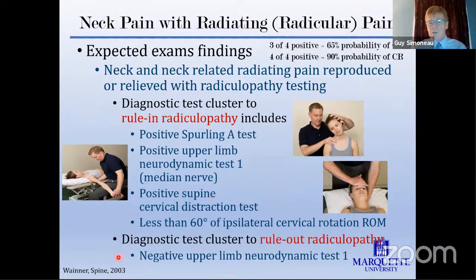What is also very useful is that if you have a negative upper limb neurodynamic test, it pretty much rules out radiculopathy. So this may be the test that you start with if you don't have a lot of indication, or you just want to rule out radiculopathy and you want to be efficient. If it is negative, it pretty much rules out the condition and may make some of those other tests not very needed for you to do.